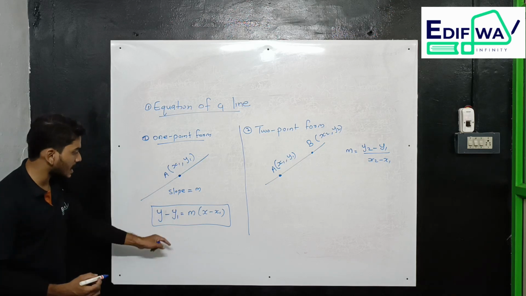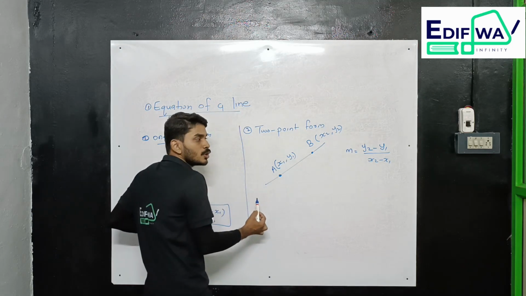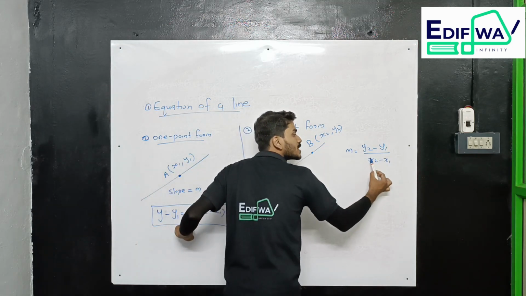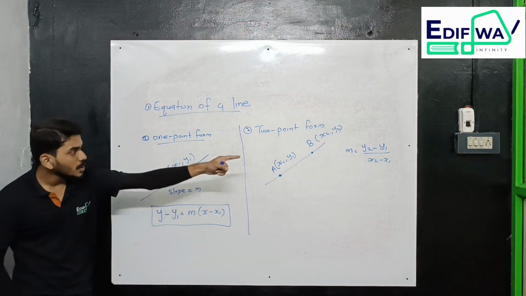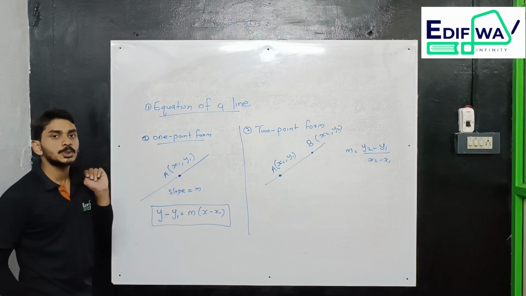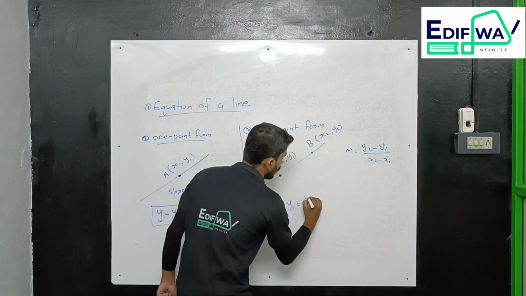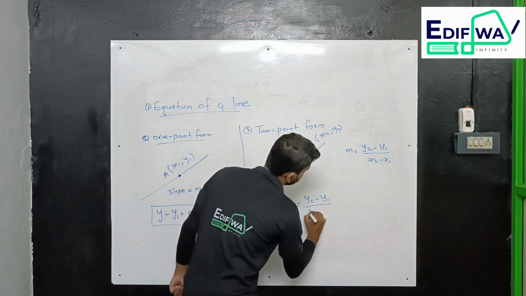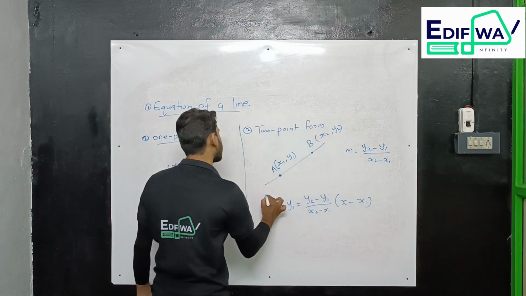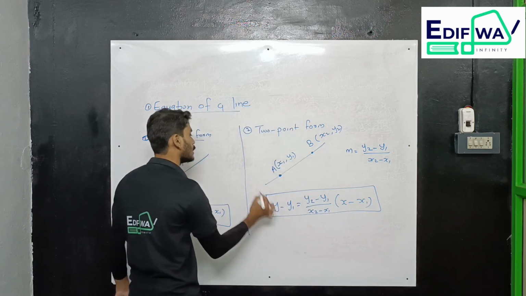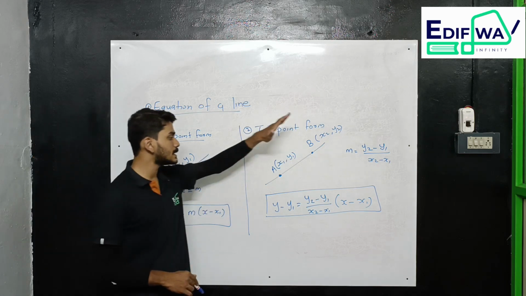So the only difference is that here the slope is already given, and here the slope is not given. So you can find the slope using y2 minus y1 by x2 minus x1. In this equation, instead of m, you have to put that expression. That is 2-point form: y minus y1 is equal to y2 minus y1 by x2 minus x1 into x minus x1. This is the required equation. This is 1-point form, this is 2-point form.